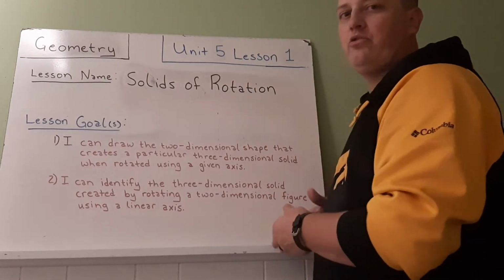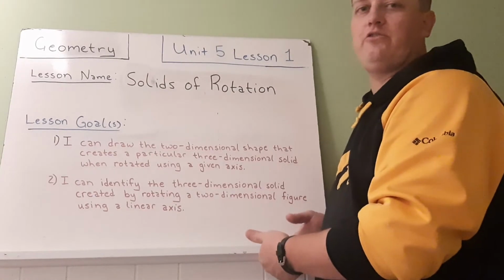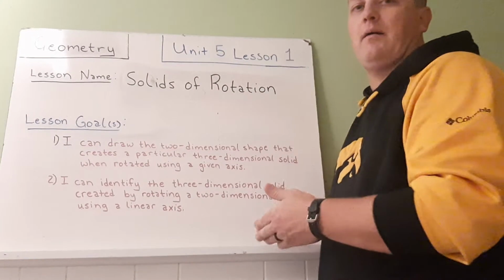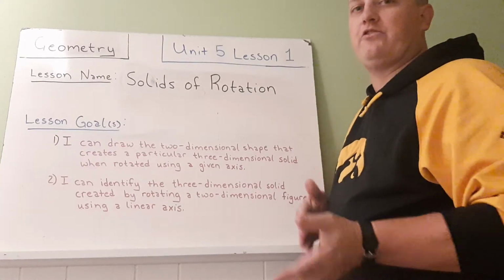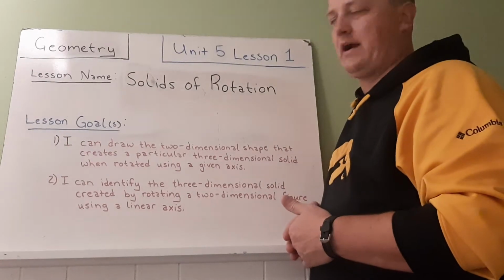So these are just two sides of the same coin. One is focusing on the two-dimensional shape that makes the three-dimensional shape, and the other is the opposite, the three-dimensional shape and what two-dimensional shape made it. So we want to be able to go both directions here.